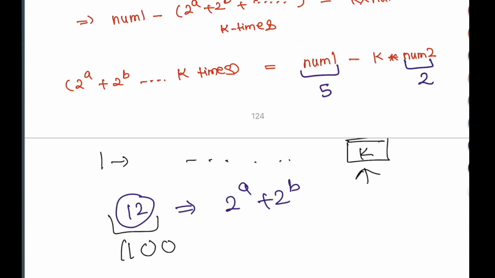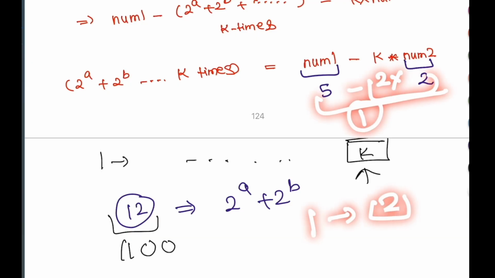But before that, if you see, if the value of k is equal to 2, then this will be equal to 1, right? 5 minus 4. Can you represent 1 in two different powers of 2? Like as a sum of two different powers of 2? No, you cannot do it, right?